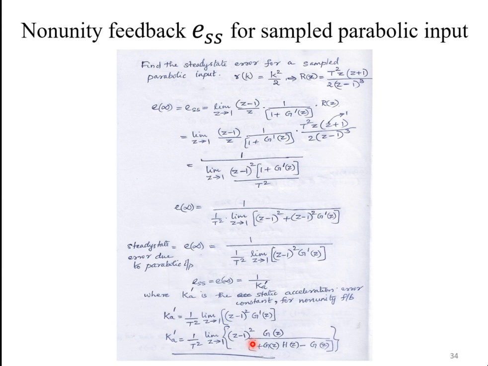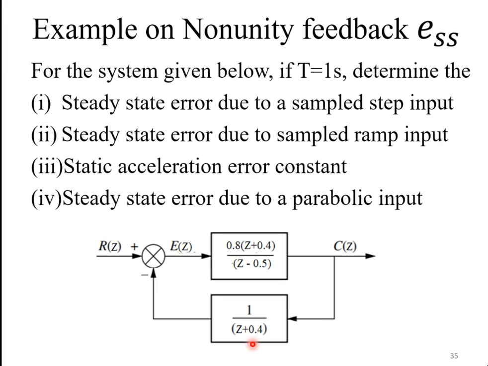Okay, so we have already found the Kp, Kv and Ka values for the different inputs, like sampled step input, sampled ramp input and sampled parabolic input. So we will move on to do an example on non-unity feedback steady state error.